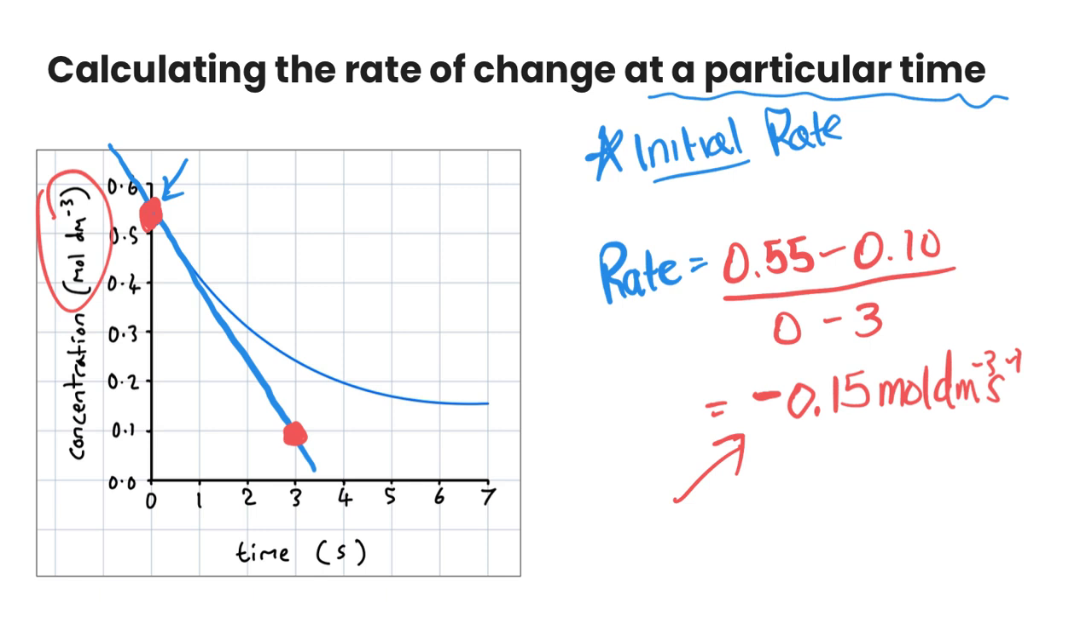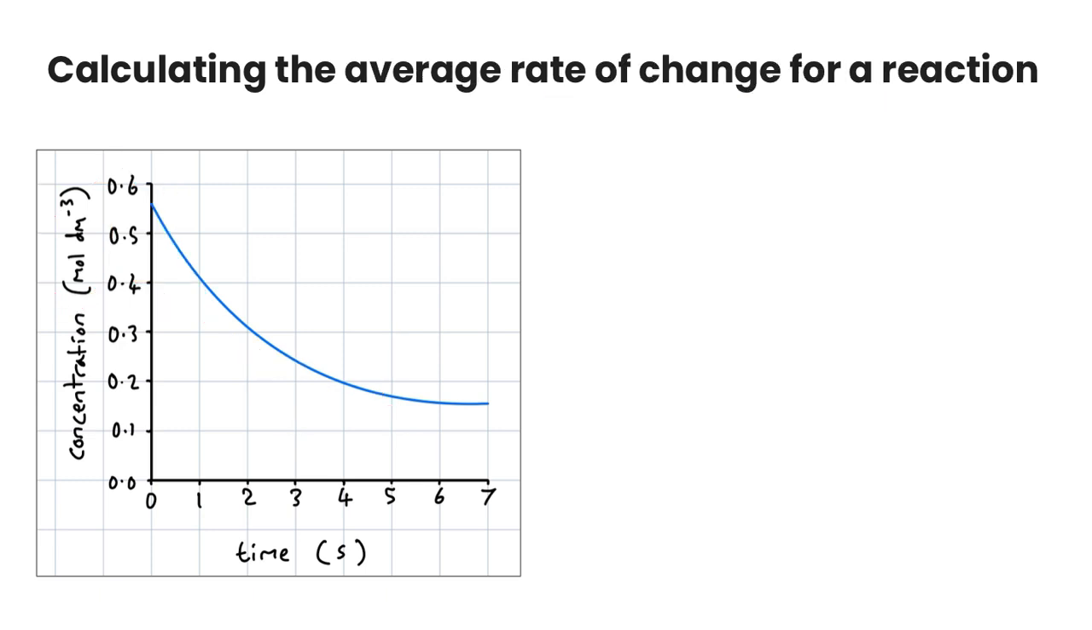If we wanted to find, say, the rate of the reaction at time equals 3 seconds, we do a similar thing. So we take a tangent to the curve here. I'm not drawing it very well, but you get the idea. And then we'd find the slope of this line instead. So that's how you find the rate of change at any particular time.